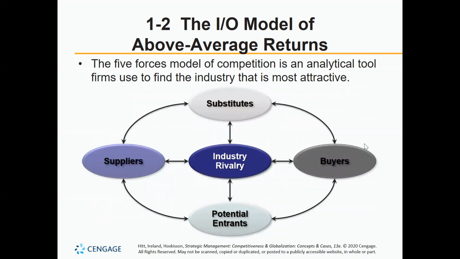Within the IO model of above average returns, one particular analysis that we will do is the 5 forces model, where we look at the strength of suppliers and buyers relative to a particular company. We'll look at substitutes for what the company produces. We'll look at potential new entrants, how likely or how easy it is for new firms to come in. And then we look at industry rivalry. This is an area we're going to get into in much more depth in chapter 2.